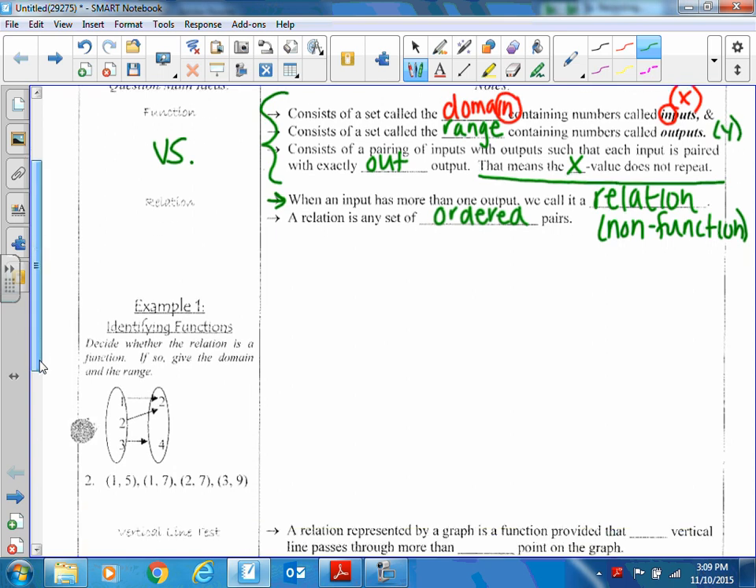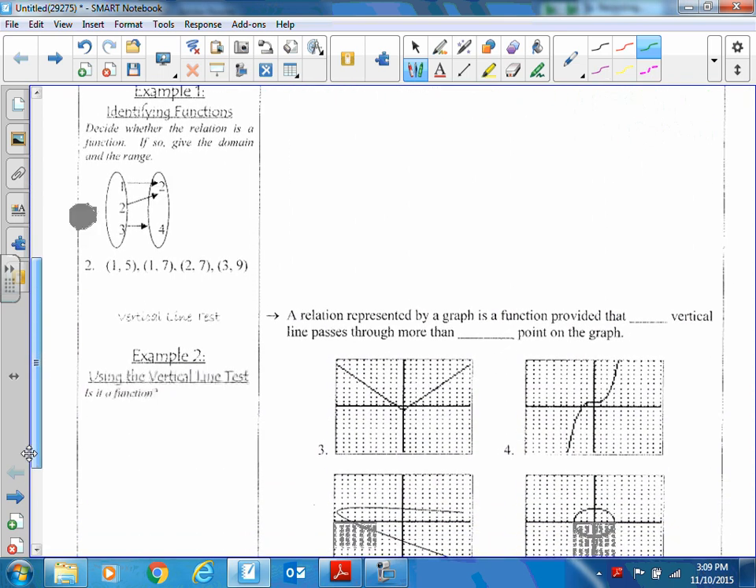All right, so let's look at some examples. Example 1. We're going to identify whether the relation is a function. And if so, we have to give the domain and the range. Remember, the domain is the input and the range is the output. So let's look at number 1.